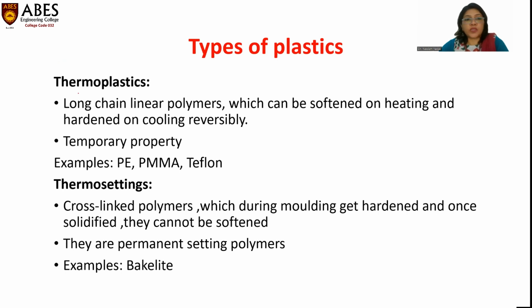Thermoplastics are long chain linear polymers. Since they are linear polymers, they do not have cross linking between them, and the properties which they have are temporary. The most important part of a thermoplastic is that it can be softened on heating and hardened on cooling, and this process is reversible. That means if a thermoplastic is manufactured and molded into a certain type of article, this can further be recycled or reused by remolding it again.